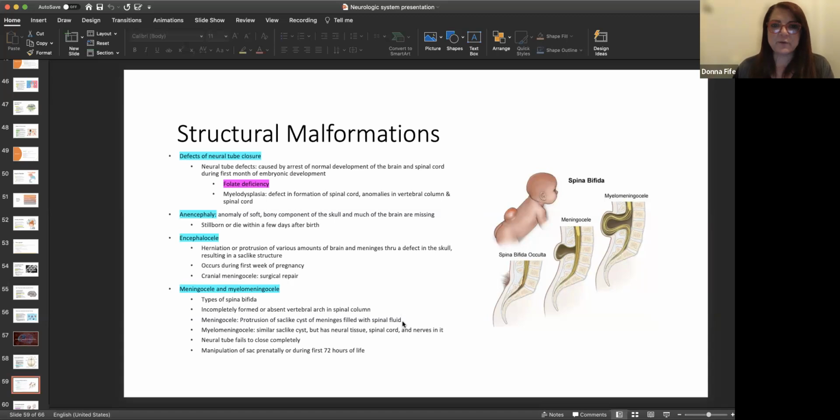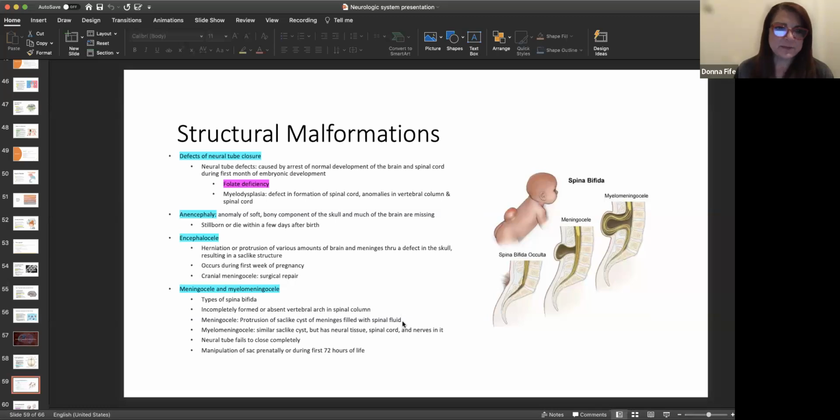Myelodysplasia is a defect in the formation of the spinal cord, with anomalies in the vertebral column and spinal cord. Anencephaly is an anomaly of the soft and bony components of the skull, and much of the brain is missing. These babies are usually stillborn, or they die within a few days of birth.